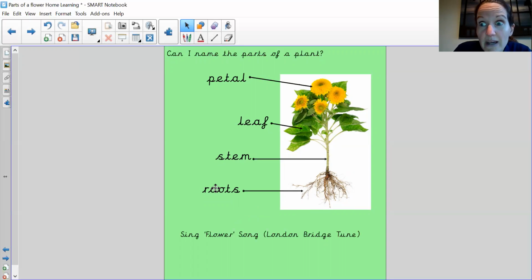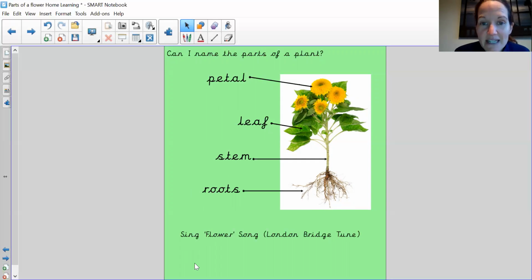Fantastic. So we are going to sing a really fun, short little song to help us remember. It goes to the tune of London Bridge is Falling Down. Do you think you can do it? So we'll start at the top and we'll go down. Okay? Let me hear you sing.